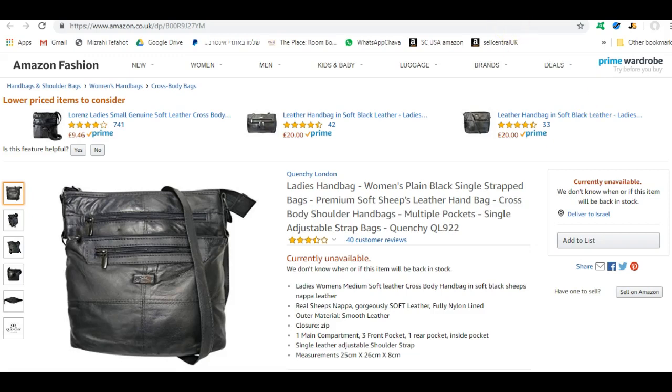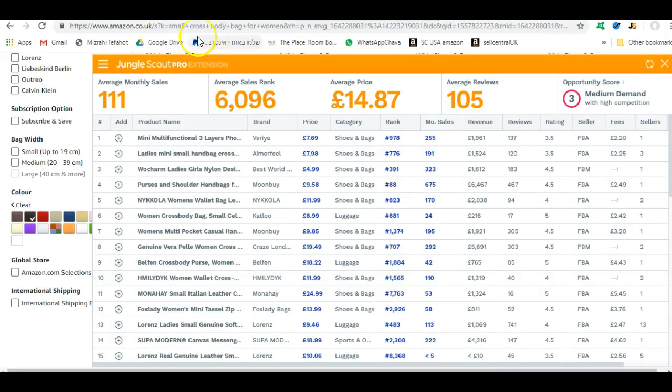At any rate, one way is to check the title for the main keywords. Over here, I would say maybe a crossbody shoulder handbag, something like that. I did a search for small crossbody bag for women.